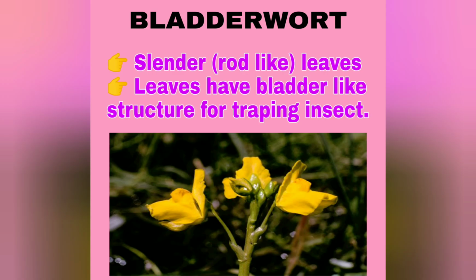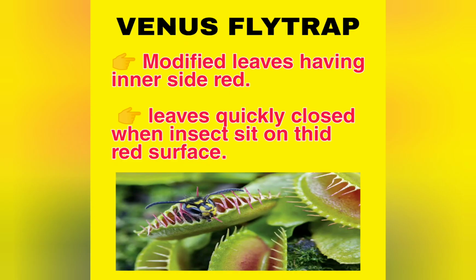The third one is bladderwort. Its leaves are slender or rod-like. Leaves have a bladder-like structure for trapping insects. And the fourth one is Venus flytrap. It has green leaves with the inner side red. As soon as an insect approaches this red area, the leaves quickly close and trap the insect.